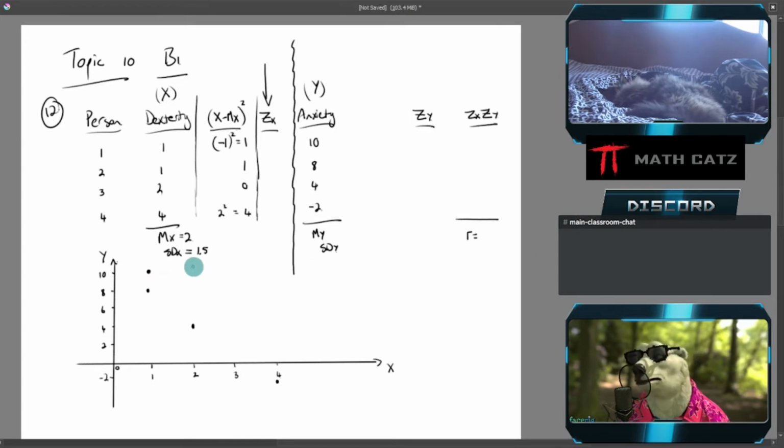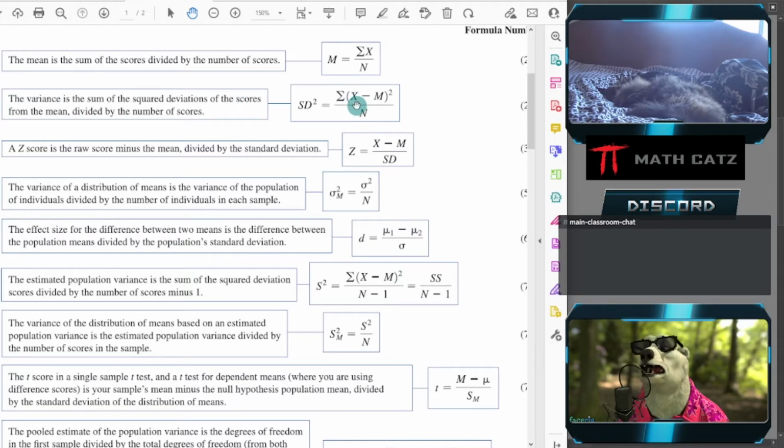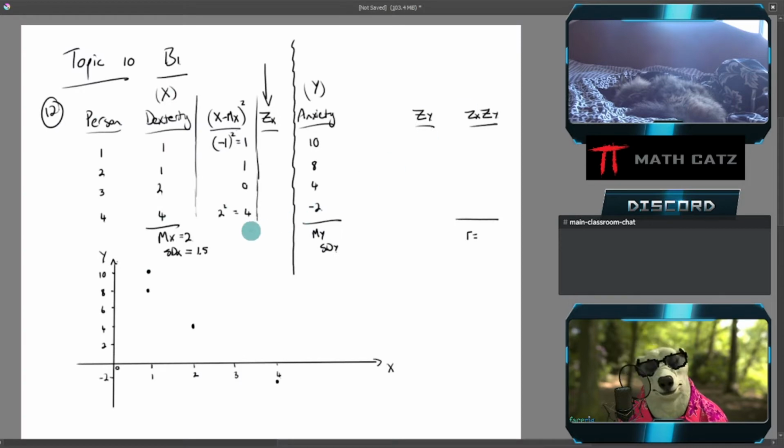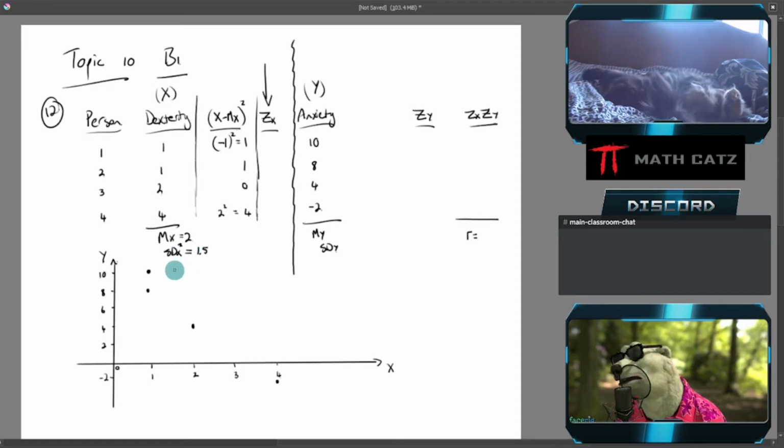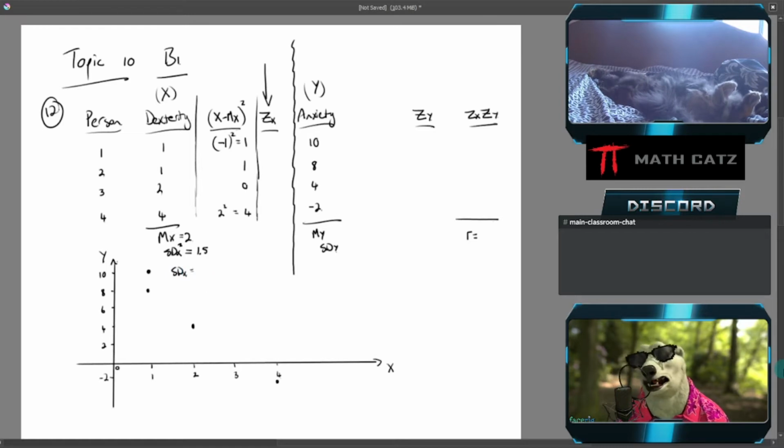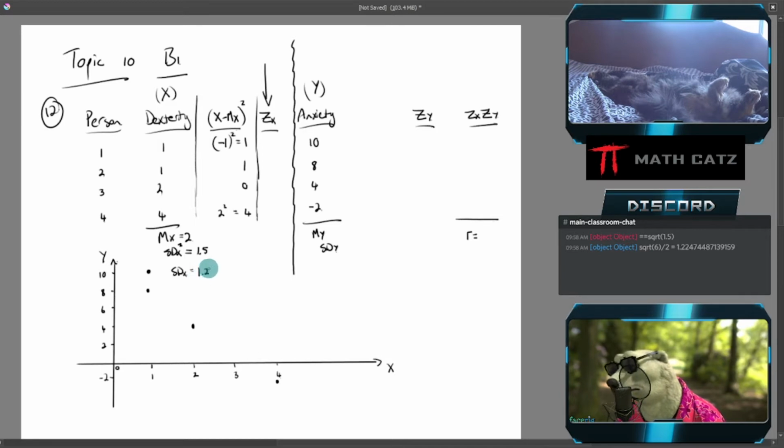We have to remember that, just as the formulas here suggest, the sum of the squared deviations divided by the sample size is the variance. I may have misspoken there. Variance is what we're calculating here as 1.5. I'll dip into my scatter plot graph here. So to get the standard deviation, I have to take the square root of that 1.5. So let's do that in the chat here. And we get 1.22 rounded.